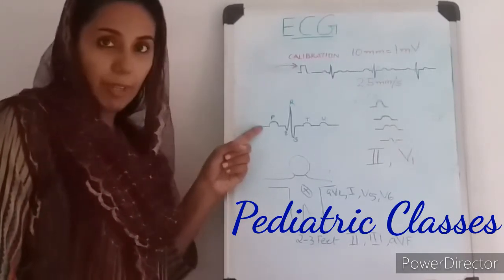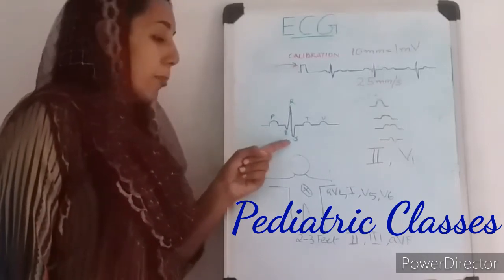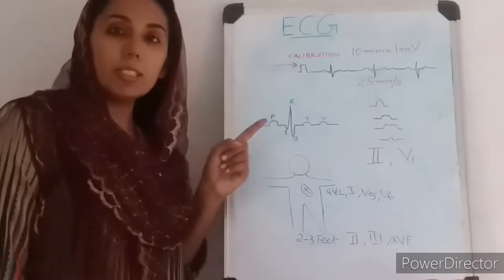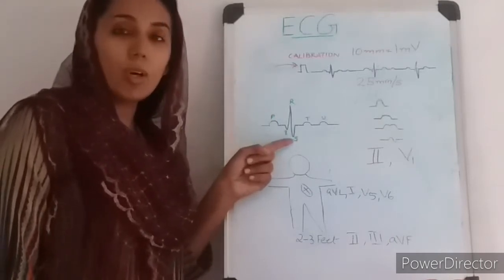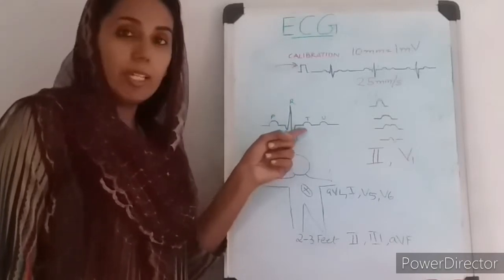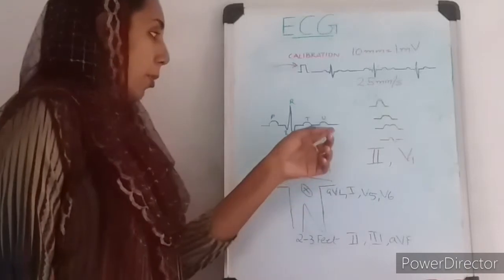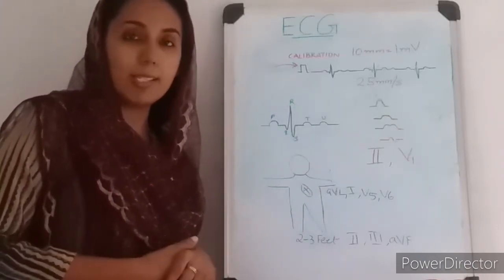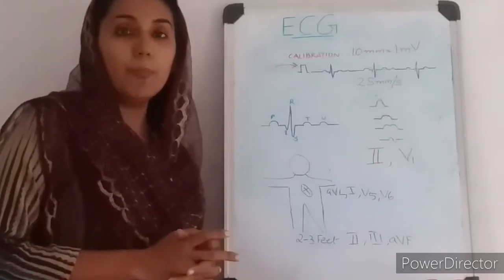So first is the P wave. P wave is because of atrial depolarization. Then comes our QRS complex. The Q is because of septal depolarization. R is because of the major ventricular depolarization. And S is because of the basal ventricular depolarization. T wave is because of ventricular repolarization. And the U wave is because of the electrical activities happening in the papillary muscles. All this we had discussed in detail in the previous video.